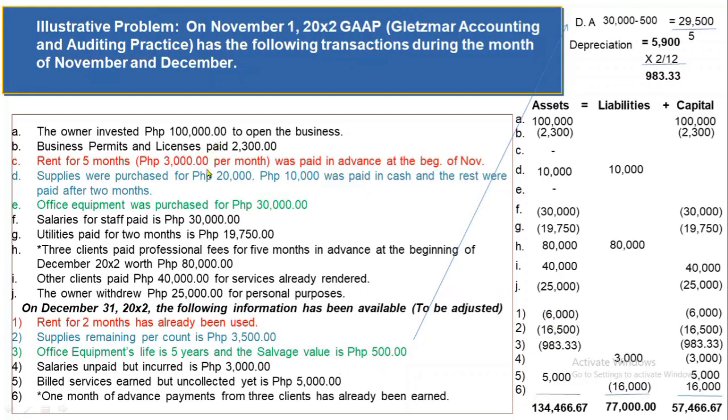So to end this, please always remember that each accountable transaction has at least 2 effects on the A is equal to L plus E or L plus C. And whatever the transactions are considered, the A should always be equal to liabilities plus equity or capital.